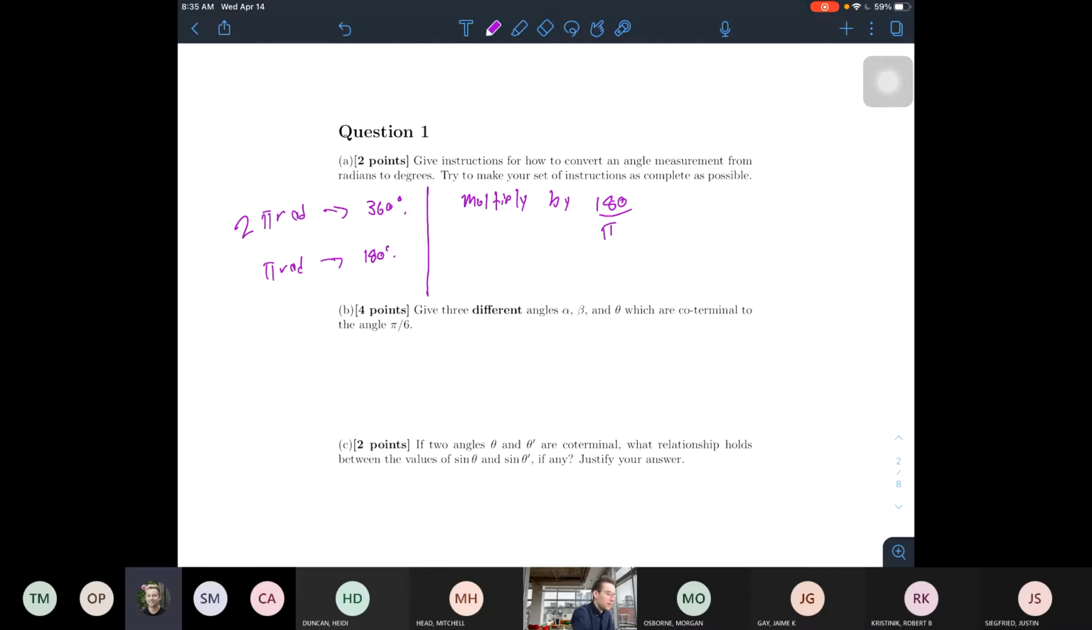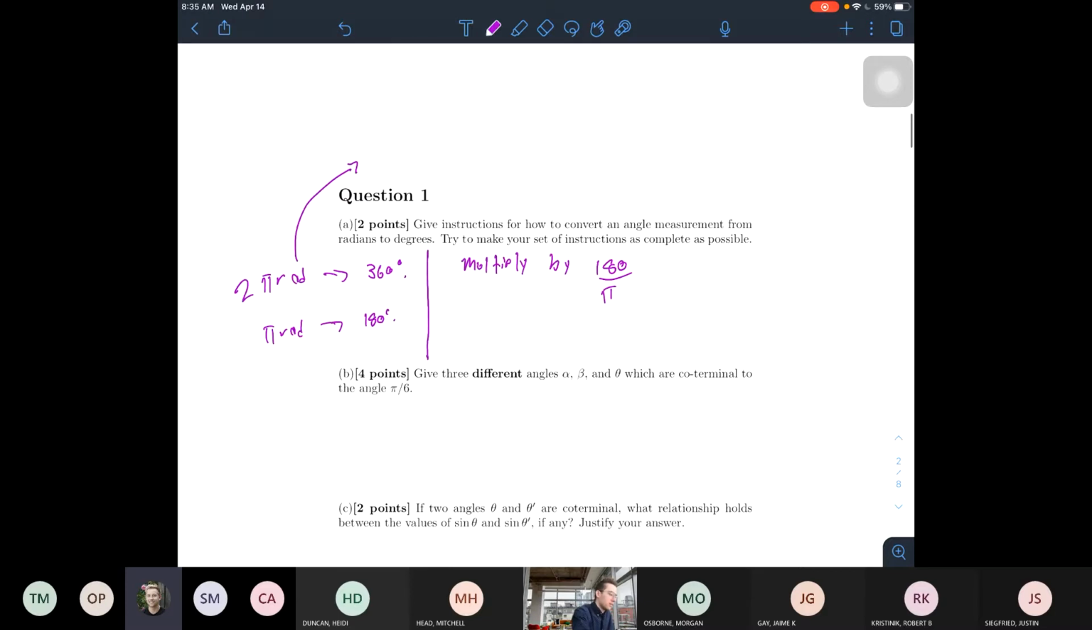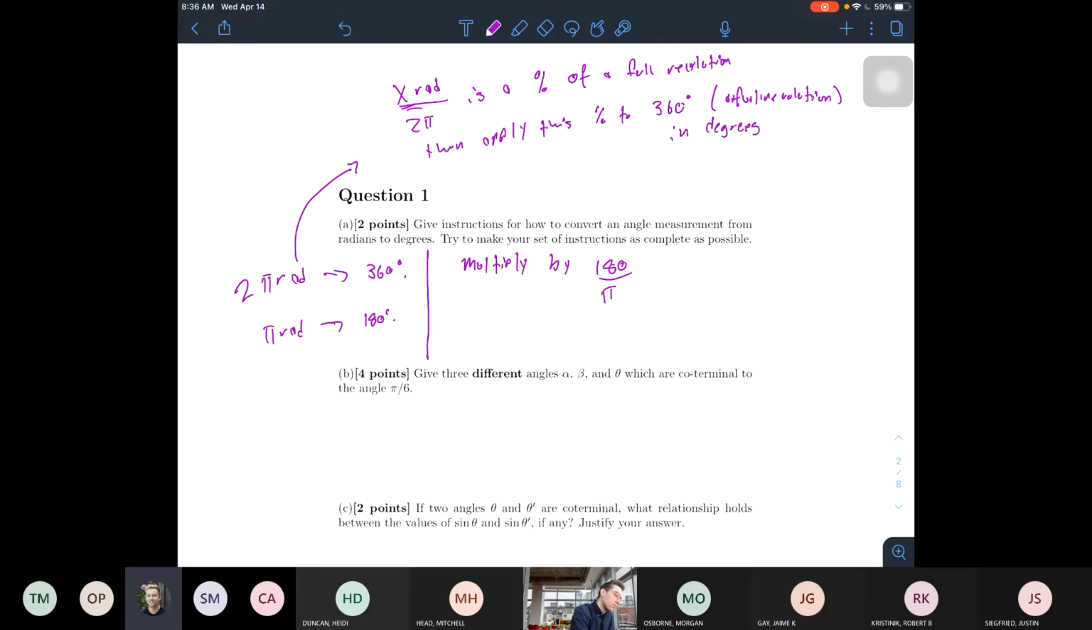radians and degrees. Or if you really wanted to get technical with it, you could say x radians over 2 pi is a percentage of a full revolution, then apply this percentage to 360 degrees, which is a full revolution in degrees. Okay, so that's a pretty standard problem there.